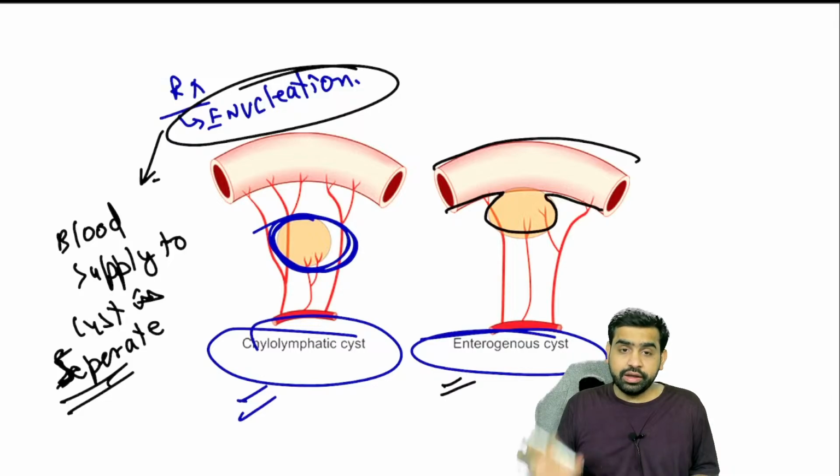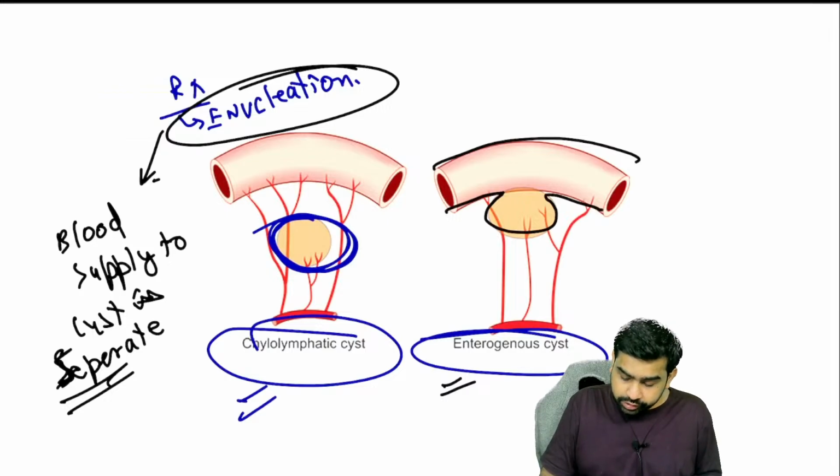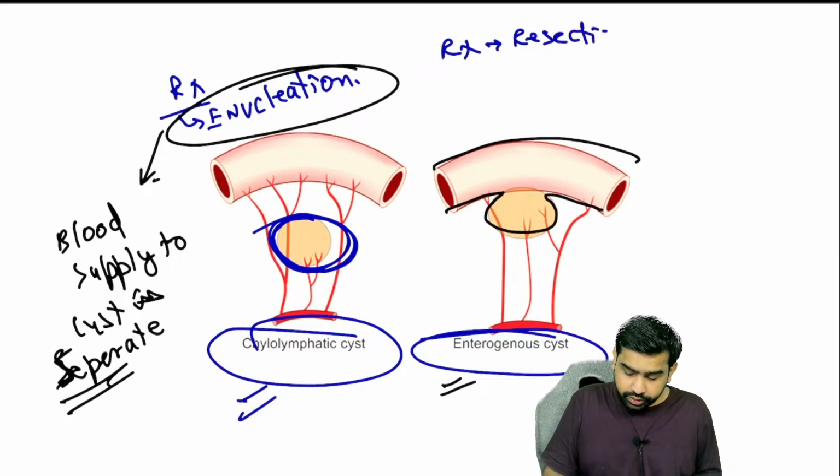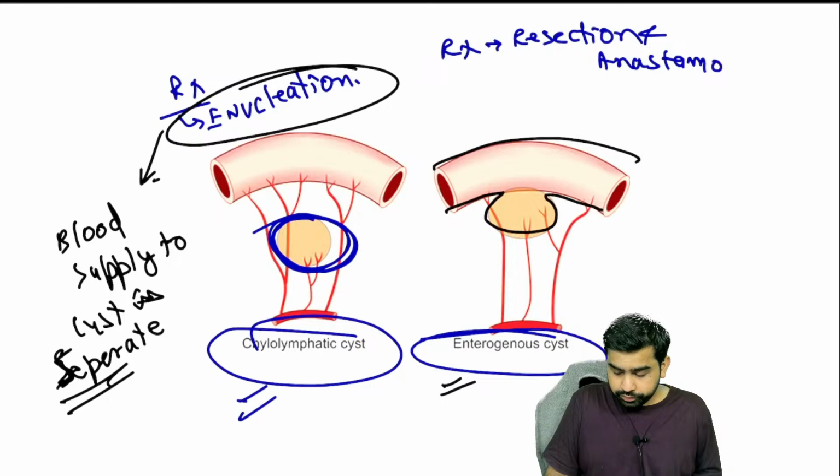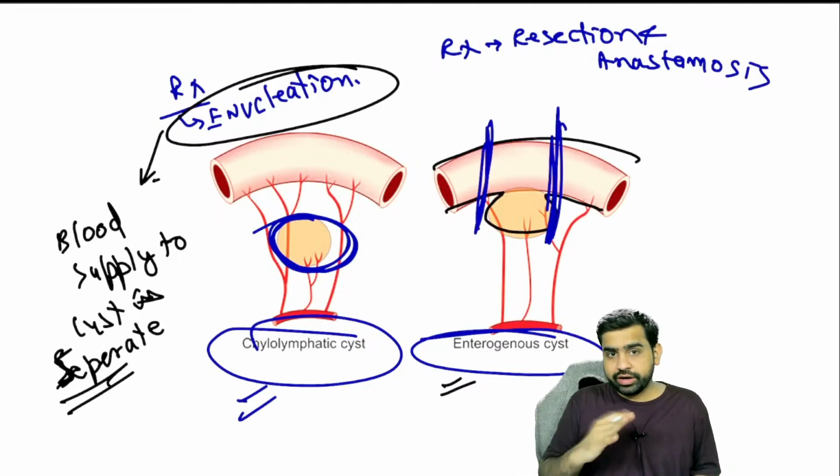So these are called enterogenous or intestinal duplication cysts. Now what you have to do in these particular cysts is go ahead with a resection and anastomosis. You have to cut this particular cyst over here, and then attach the intestine to each other. So this is what is called a resection and anastomosis. This is what you have to perform over here.